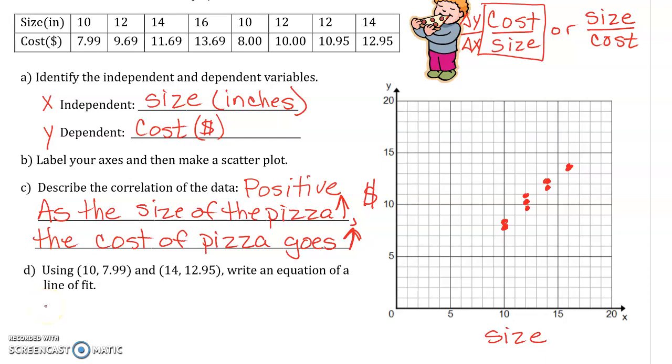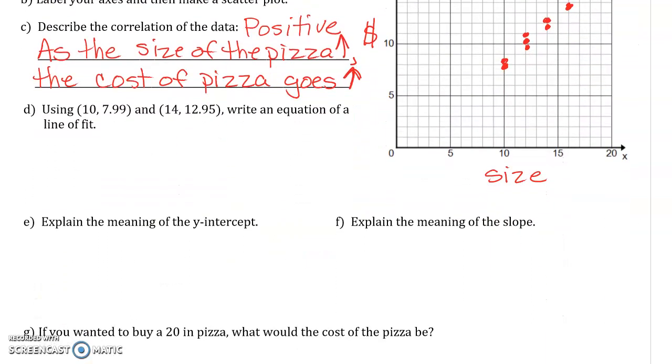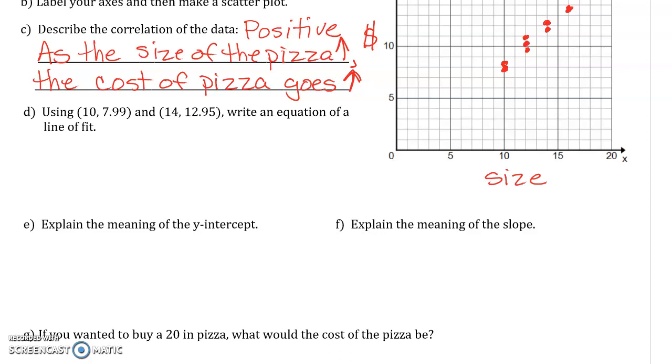So it then says, using the coordinates (10, 799) and (14, 1295), write an equation of a line of fit. So basically, if we're given 2 points, think what we've been doing in the past to make an equation. We're going to find a slope, and then once we find a slope, we're going to go into point-slope form. And how about we use this first point, and then you're going to take your point-slope form and change it into slope-intercept form. So it has a little more meaning to us. So hit pause, go ahead, find your slope, write a point-slope form equation, and then a slope-intercept form equation.